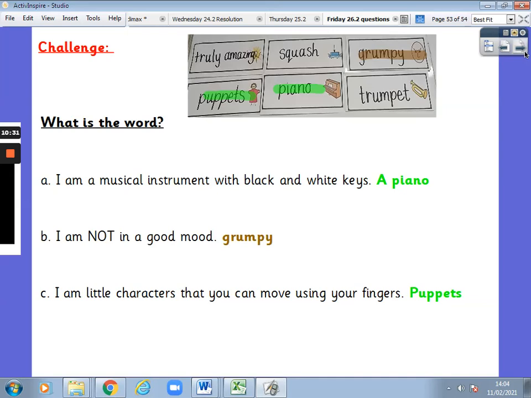Let's tick or fix. A. I am a piano. A piano is a musical instrument with black and white keys. Is it a what word? It is a green word because it's a noun. A piano is an object.